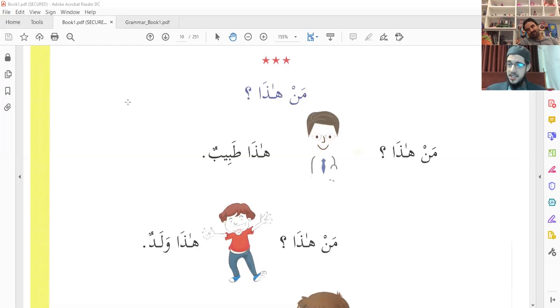And you can even take guesses. You can say, ahada kitabun? Is this a book? Ahada masjidun? And they can say, yep, this is a masjid. You are in a masjid. So that was last class.